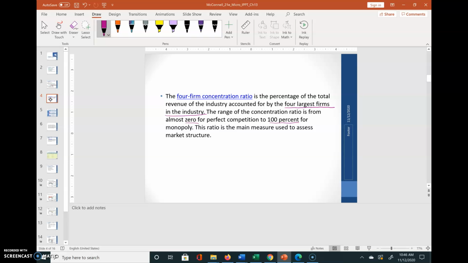Now here I have the definition of four-firm concentration ratio, which is the percentage of total revenue of the industry accounted by the four largest firms in the industry. For a perfectly competitive firm, this is very low, not exactly zero. For monopoly, the four-firm concentration ratio is 100%. We just have a single seller for a monopoly.